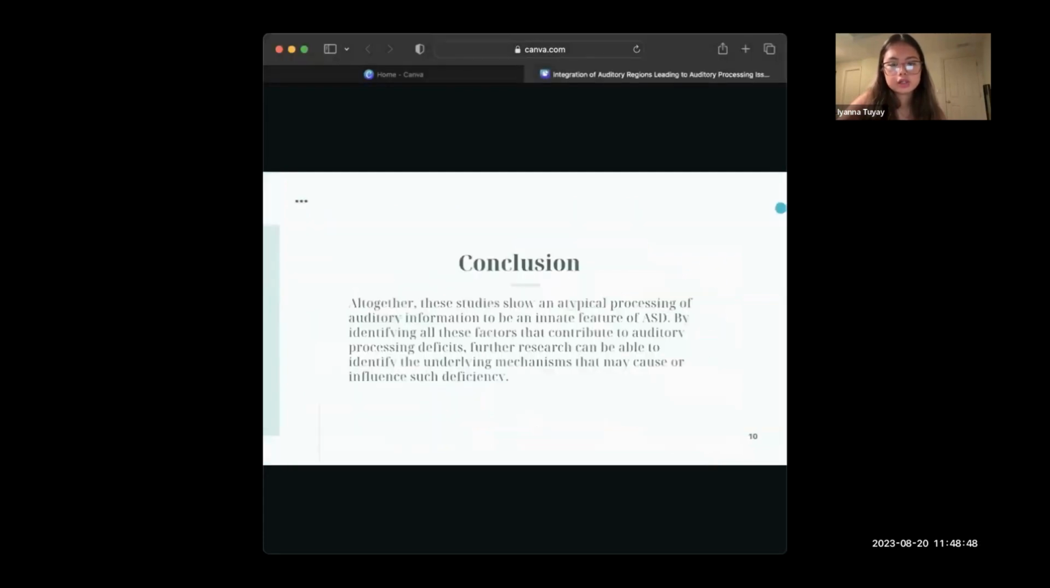So in conclusion, this paper is analyzing such auditory regions, methods, and stimuli, giving evidence for atypical processing of auditory information in ASD, behavior-wise and neurophysiologically. And by identifying all these factors that contribute to auditory processing deficits, further research can be able to identify the underlying mechanisms that may cause or influence such deficiency.